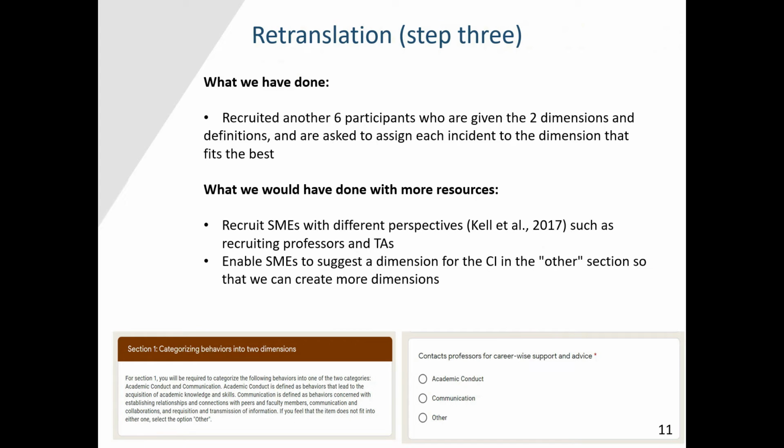For step 3, we recruited another 6 participants who were given the 2 dimensions and the definitions, and they were asked to assign each incident to the dimension that fits best. If we had more resources, we would recruit SMEs with different perspectives, such as professors and TAs, and we would enable the SMEs to suggest a new dimension for the critical incident in the other section, so that they can help us create more dimensions.